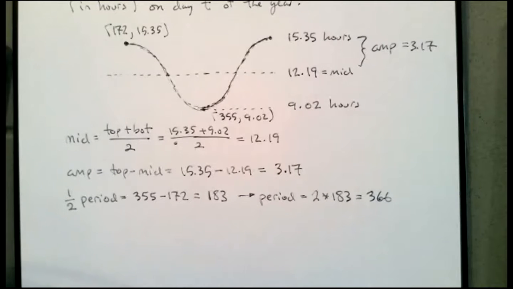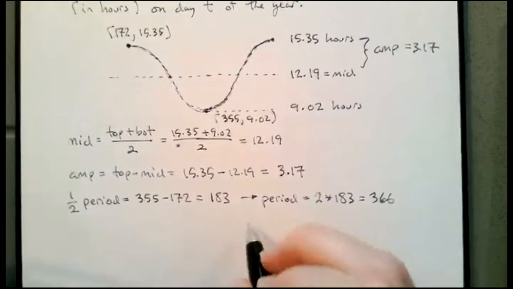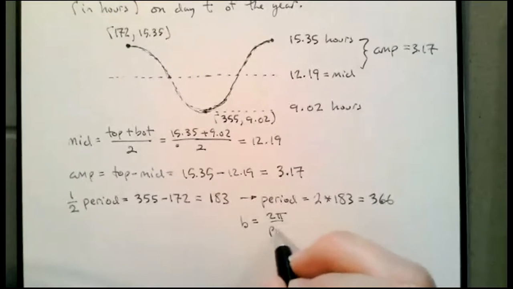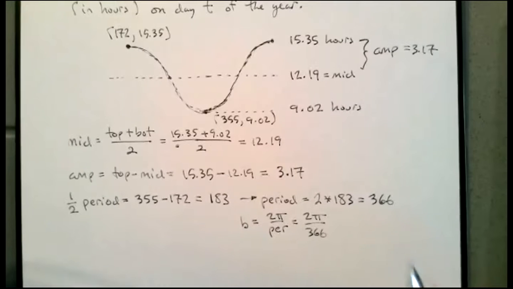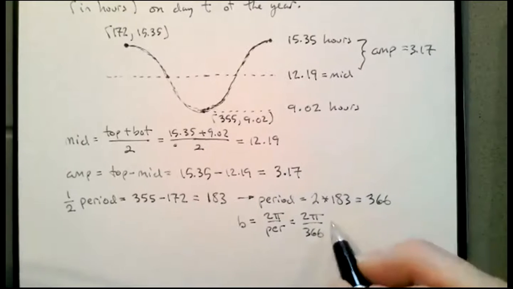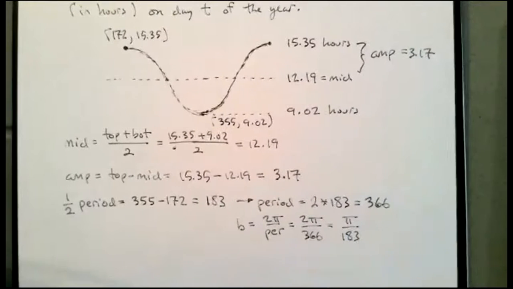So we have a period of 366. This is not the number that's going to go into our function. The number that's going to go into our function is, we call it b, and b is 2 pi divided by the period. So 2 pi divided by 366. And now we're like, oh dang, half the period is 183, and that's the number that I want to drop down here anyway. So b is going to be pi over 183. That's going to stretch our period out to 366 days.